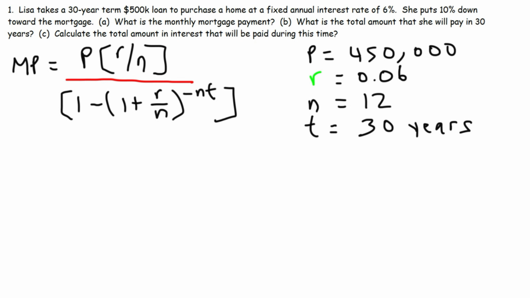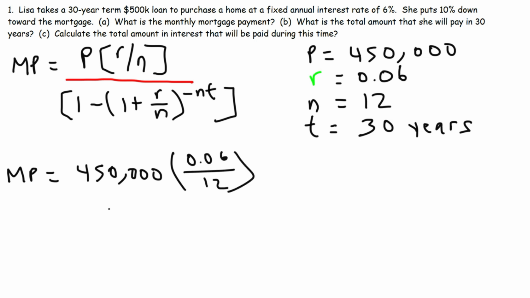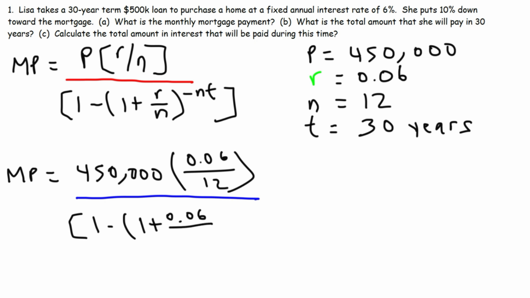Now, let's go ahead and plug our values into the formula. So let's replace P with 450,000, and this is going to be times R over N. R is 0.06, N is 12. And now let's divide that by 1 minus 1 plus 0.06 over 12 raised to the negative nt. N is 12, T is 30.